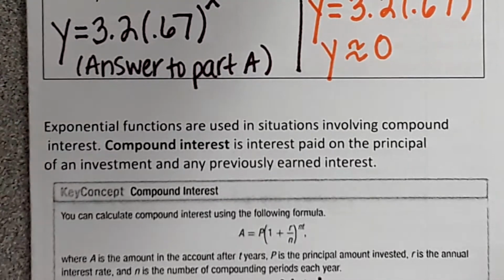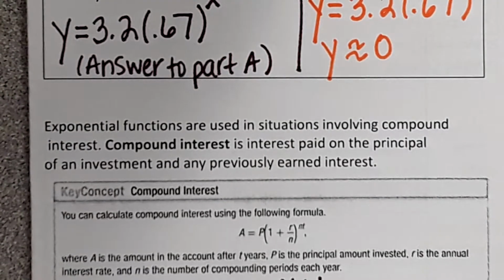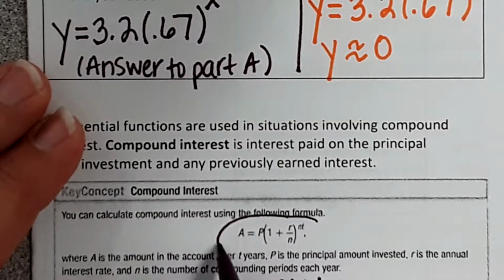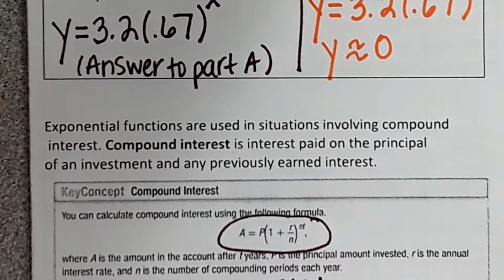Okay, we're going to do compound interest. We have about 3 more examples to do, okay? Here's our compound interest equation. A is the amount that you're going to have at the end, that you're looking for, at the end of a time frame.